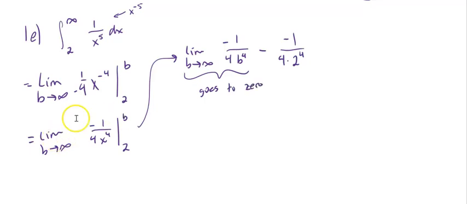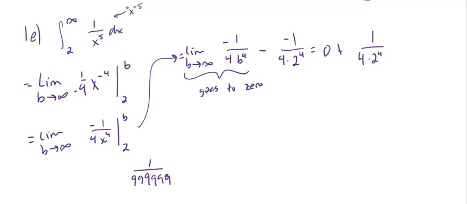Why is that? Because I get 1, whatever the negative, doesn't matter, 1 over 4 times an infinitely large number. And that infinitely large number in the denominator is a number like 1 over 999,999. What would that be? It would be tiny. And the bigger b gets, the smaller this fraction gets. So it goes to 0. So I get that this is equal to 0 plus 1 over 4 times 2 to the 4th.